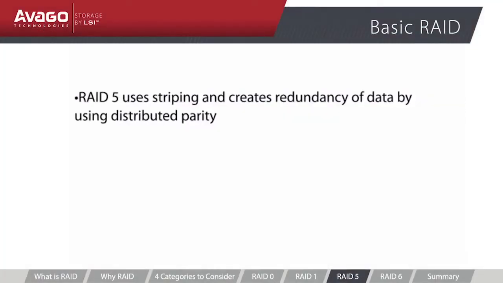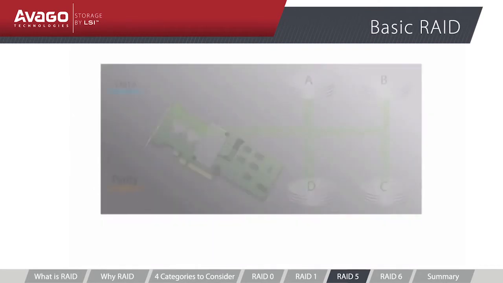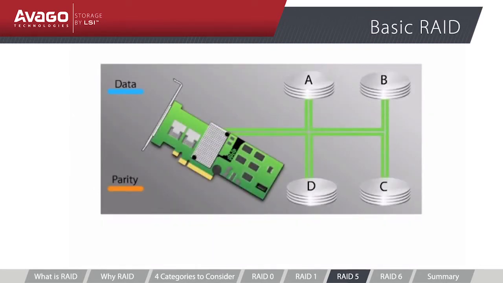RAID 5 uses striping, similar to RAID 0, but creates redundancy by using distributed parity. Typically, a minimum of 3 drives is required to create a RAID 5 volume. Let's examine an overly simplified RAID 5 configuration with 4 physical disks, A through D. For each bit of data written, a parity bit will also be created and stored on another drive. This means that for any drive failure in the array, parity information will be available on the remaining drives to recreate the data. As data is written to each disk, a parity bit will also be written.